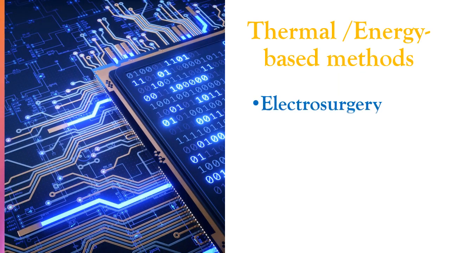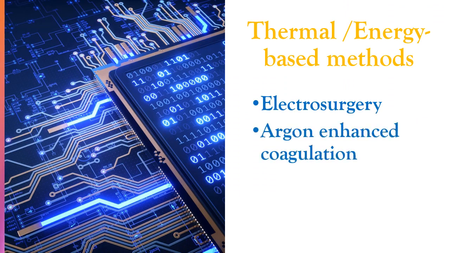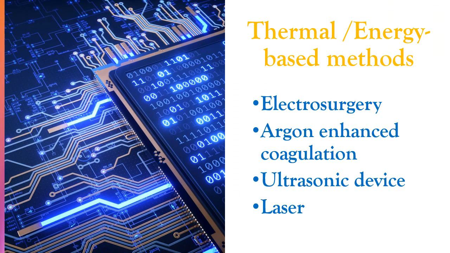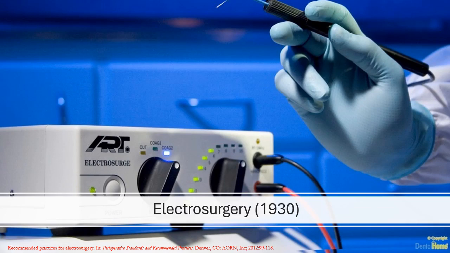For the last several decades, thermal modes to achieve hemostasis, for example, heat generated from electrosurgery, ultrasonic devices, and lasers have become feasible options to control surgical bleeding. When any energy-based tool is used for hemostasis, all members of the perioperative team should understand the underlying principles of the modality and use safety precautions during its use. Electrosurgery was developed in the 1930s. This is the use of high-frequency alternating current for cutting, coagulation, and vaporizing tissues in both open and laparoscopic procedures.